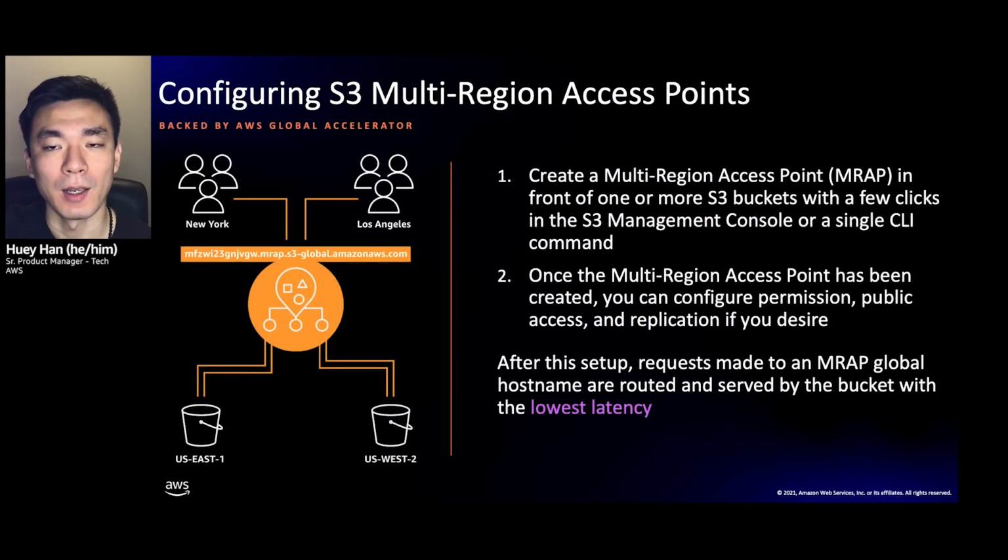With that in mind, the process to set up a Multi-Region Access Point is really easy. First, you can create a Multi-Region Access Point in front of one or more S3 buckets. And this can be done with a few clicks in the S3 management console or with a single CLI command. Once a Multi-Region Access Point has been created, you can configure permissions, public access, and replication if you desire. And after the setup, requests made to a Multi-Region Access Point global hostname are routed and served by the bucket with the lowest latencies.